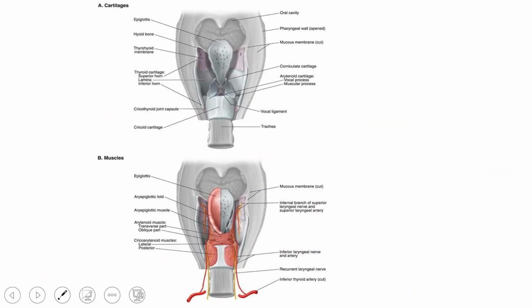Now here, this is the atlas view where we can appreciate the interior of the larynx. This is the posterior view of the larynx, which is opened up. We can make out the entire epiglottis, the arytenoid cartilage, the thyroid cartilage, and the posterior lamina of the cricoid cartilage, which is visible here. We can make out the epiglottic fold making up the lateral wall of the laryngeal inlet.